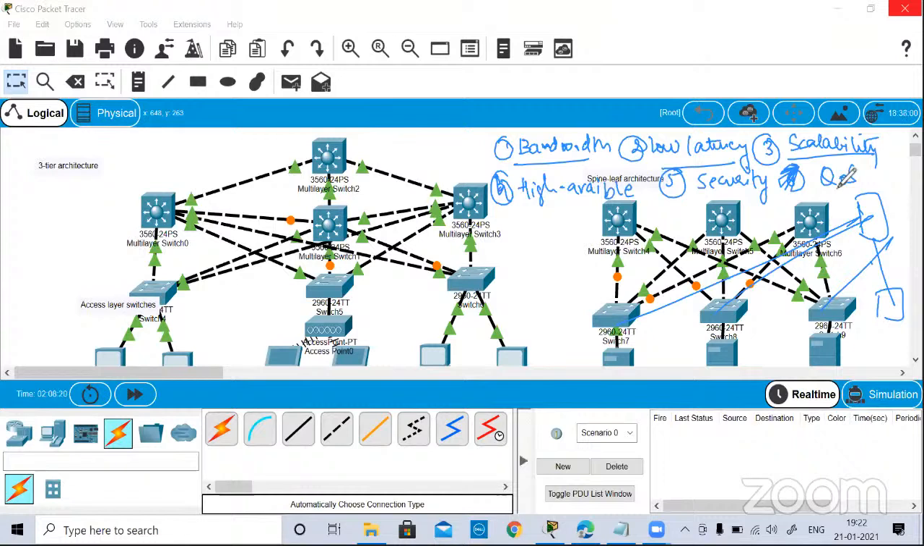Now you can see that there are 4 links, which is 3 links going from this switch 7. The link here is blocked, and here is blocked. This was the case when we were designing a 3-tier architecture. Only one link is active at this time, though there were 3 links.